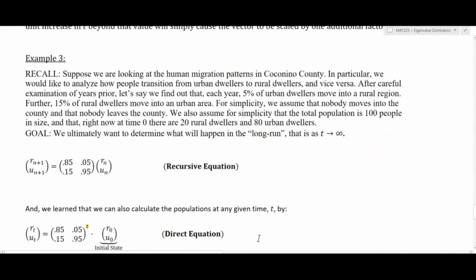Let's take a look at our example from the human migration patterns in Flagstaff, or in Coconino County. Remember that we had 5% of people in the urban environment at time n transition to the rural environment at time n plus 1. 85% of the people in the rural environment at time n stayed in the rural environment at time n plus 1. And 15% of the rural people at time n became urban people at time n plus 1, and 95% of the urban people at time n became urban at time n plus 1, or remained urban. So 95% of the people stayed.